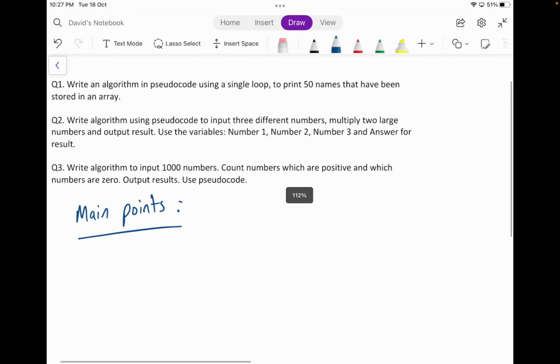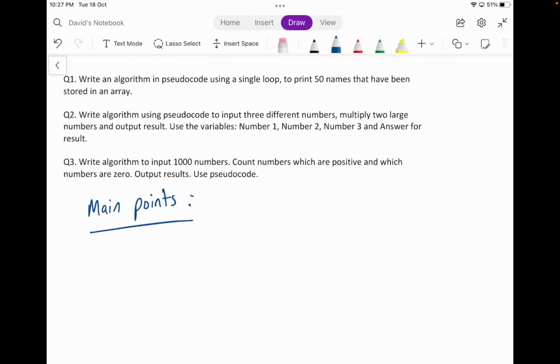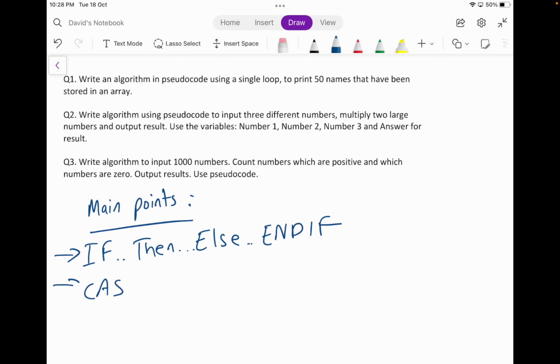The main points in pseudocode solving is that you have to know what an if statement is. So it's going to be written as IF, THEN, ELSE, and ENDIF. Now this is like a conditional statement that we can use. There are some other good things that you guys have to remember. Case of statement, that is CASE OF, OTHERWISE, and ENDCASE.